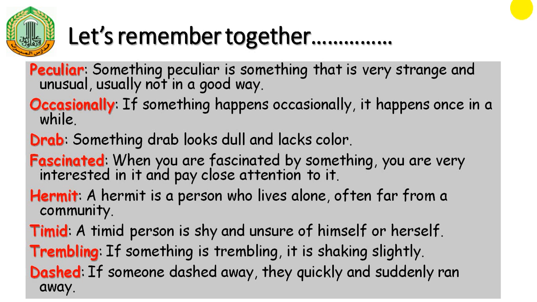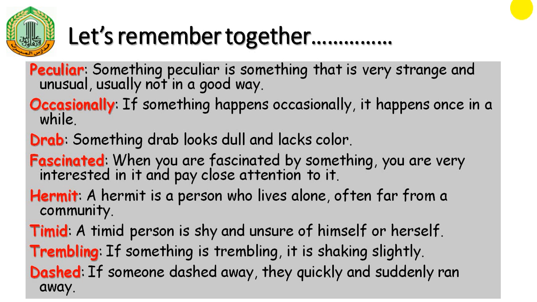Let's remember together. Peculiar, we said something is unusual, something very strange. Occasionally means it happens from time to time. Drab means the colors, they lack colors, they look dull. Whatever is that, the drab is something that looks dull. Fascinated means something interesting. You pay close attention to it because you like it.